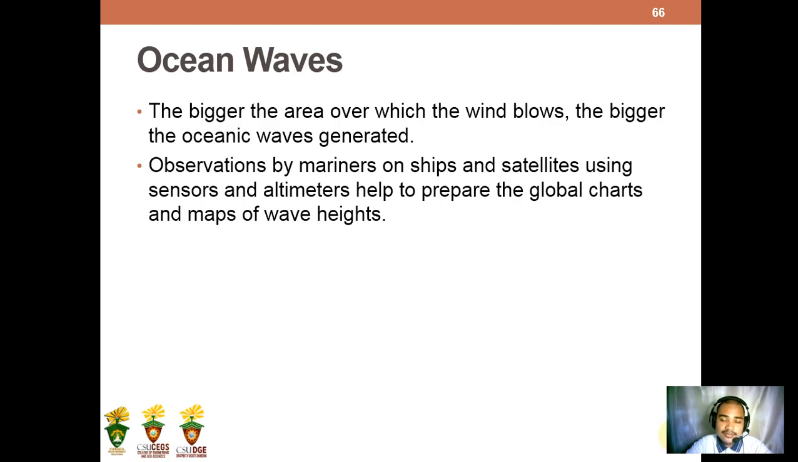Observations by mariners on ships and satellites using sensors and altimeters help to prepare the global charts and maps of wave heights. Of course, using technology, which is remote sensing, can still be part of this study in hydrography. So we can map where the areas of the earth are that have oceans and seas, where we can see bigger waves, and which areas experience no waves, or calmer water, in those locations.